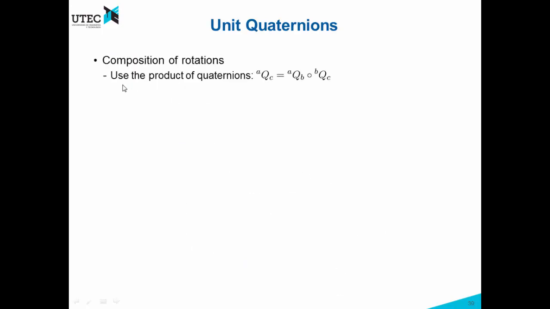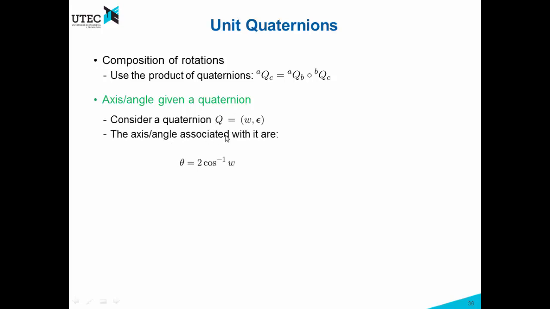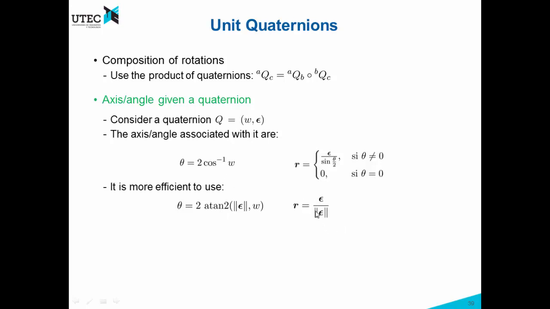The composition of rotations, as in rotation matrices, is just the product of the quaternions, but using the product of the quaternions defined before. Now I can find the axis and angle given a quaternion. Consider this quaternion Q. The axis angle associated with it are the following. This is the angle and this is the axis. These can be shown, but I'm not going to show this one. So you can find them from the big matrix expression that originates from quaternions. However, it's more efficient to use atan2 always, instead of the arc cosine, and this r.